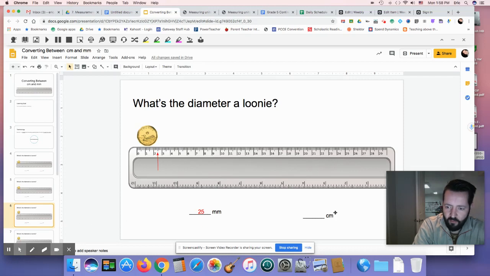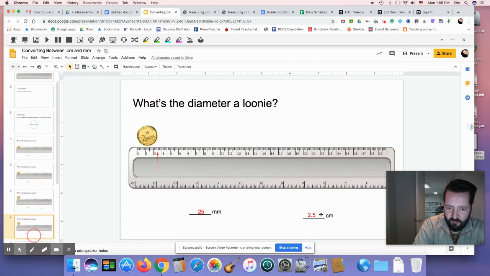Okay, but on the right-hand side, it's asking us to measure the same loonie in centimeters. So rather than looking at the little tiny ticks in between here, what we're doing is we're looking at the bigger, the long ticks here. So 0, 1, 2. And it turns out that a loonie is 1 centimeter, 2 centimeters, and then it goes halfway up to the third centimeter, but it isn't quite 3 centimeters. So we would call this 2.5 centimeters. So we'll plunk that answer in on the right-hand side of the page here as well. There it is, 2.5 centimeters.